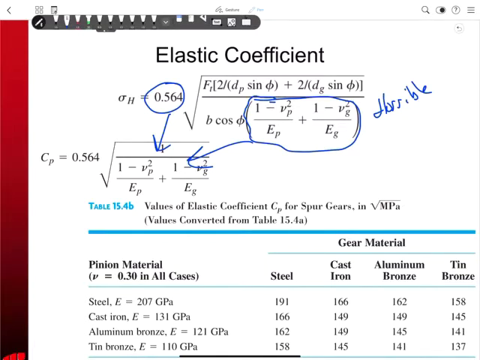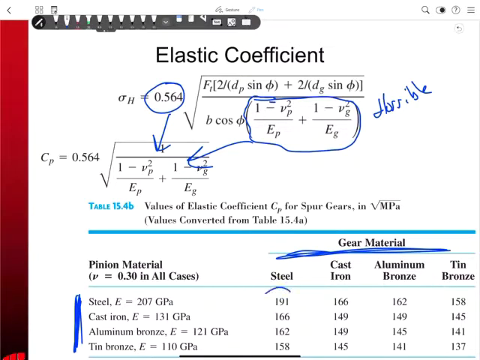We know that Nu, or Poisson's ratio, for steel is about 0.3. Modulus is about 207 gigapascals. It's right in front of me. But we've tabulated that, right? So we know that these are our most common materials for the pinion. These are the most common materials for the gear. And so in our case, we're just going to use steel on steel.